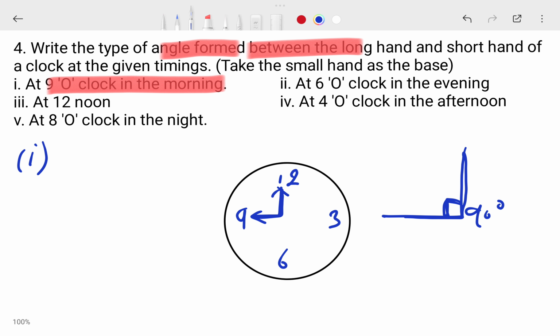So at 9 am, the first answer is right angle. Right angle. Okay, now let's talk about the second question.